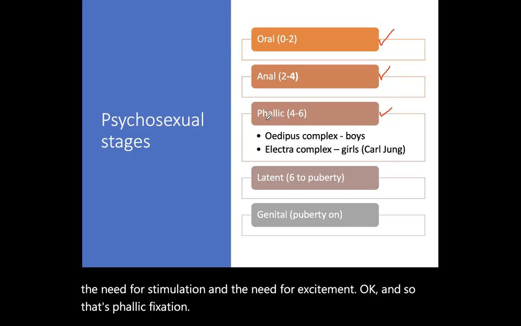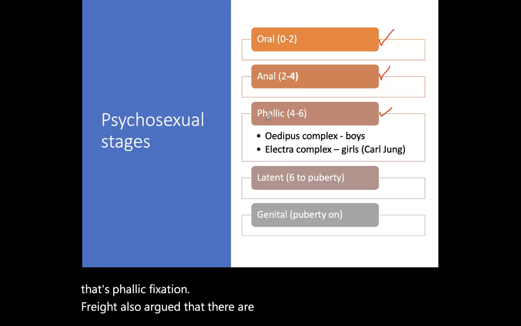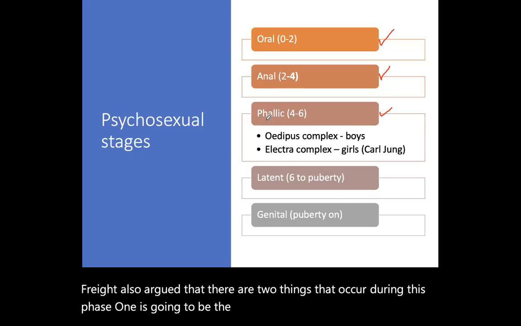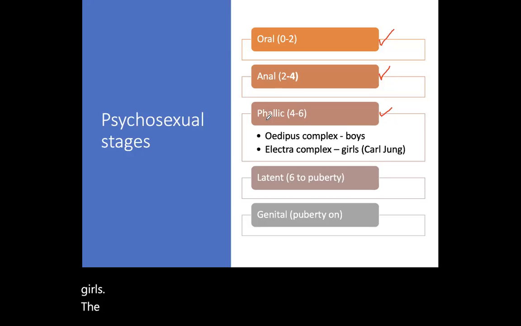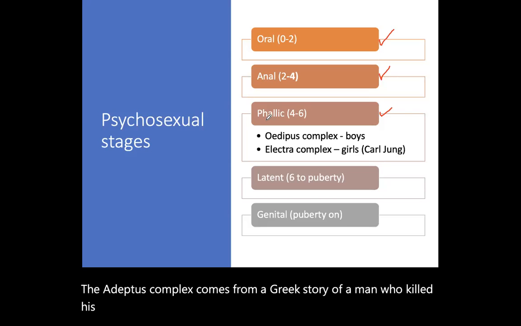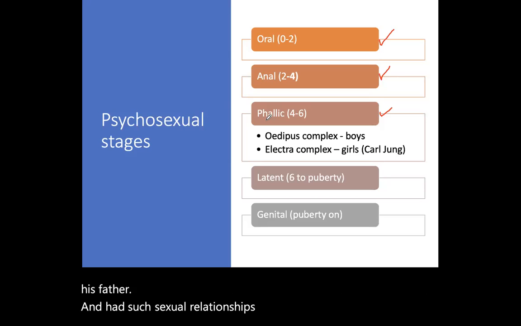Freud also argued that there are two things that occur during this phase. One is going to be the Oedipus complex for boys, and Carl Jung, a predecessor of Freud, is going to add the Electra complex for girls. The Oedipus complex comes from a Greek story of a man who killed his father and had sexual relationships with his mother, unknowingly.